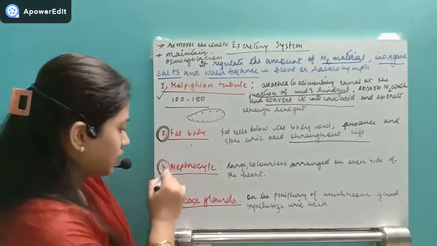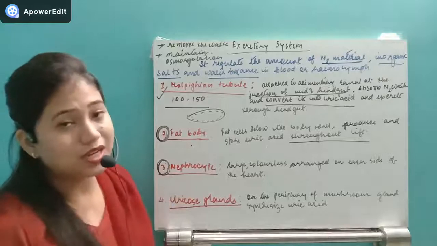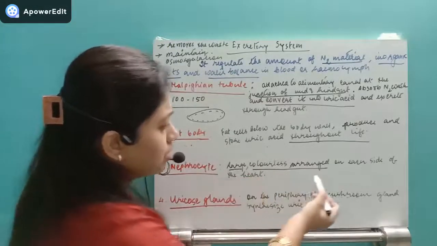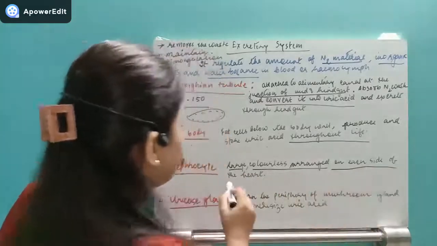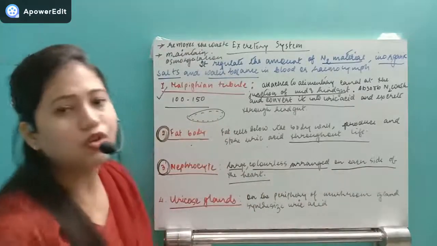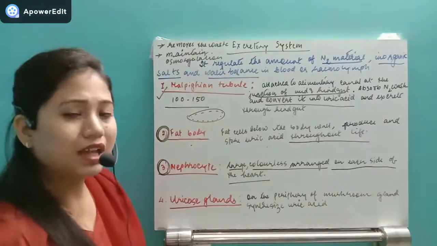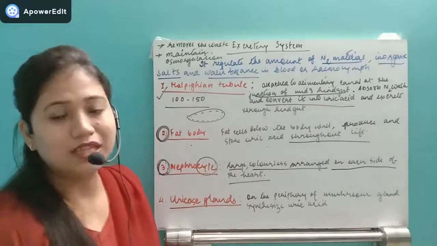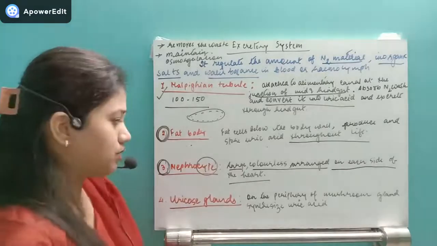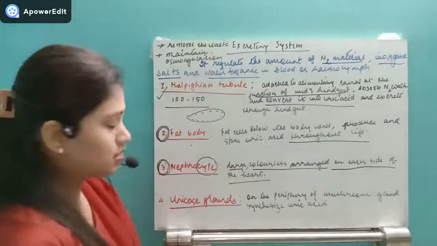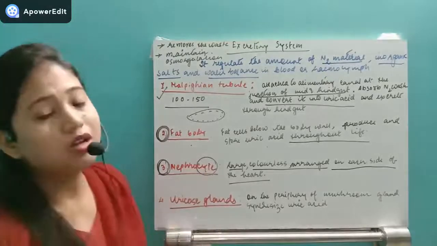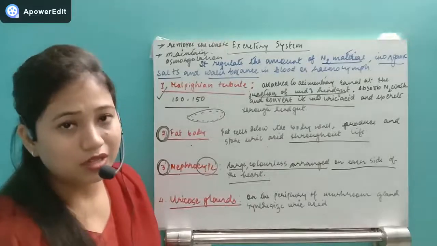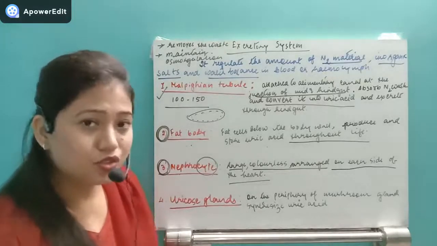Next one, the third one, that is the nephrocyte. See, it is colorless, large, and arranged on the side of the heart. So on each side of the heart, some colorless cells are present. Some large colorless cells are present on either side of the heart, that are called the nephrocyte, which also take up the nitrogenous waste product and store it.